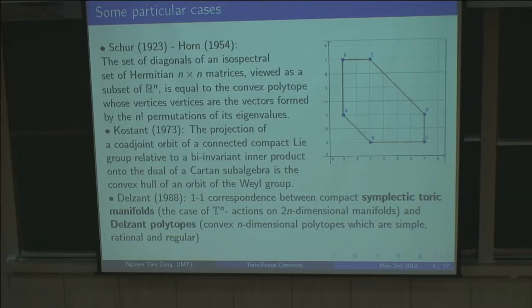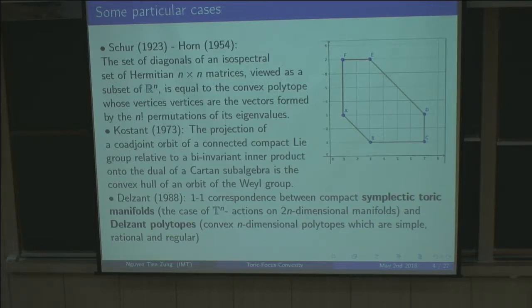I just mention some particular cases. The first instance of this is probably the Schur-Horn theorem, which says that when you look at the set of Hermitian matrices of some size n with a fixed spectrum, and you look at the set of all the possible diagonals, that set forms a convex polytope. Here, this is the case with n equal to 3, with spectrum 1, 3, 7, and the set of all possible diagonals forms this hexagon.